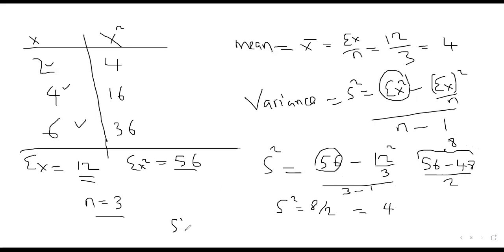Then standard deviation is always the square root of the variance. So variance is s squared, standard deviation is just s. We square root what? Our variance. So the square root of 4 is what? 2. All right. So that is how we find our standard deviation and the mean.